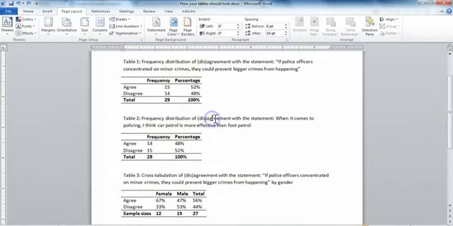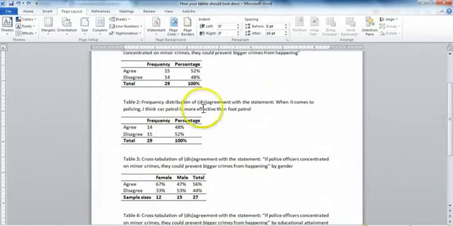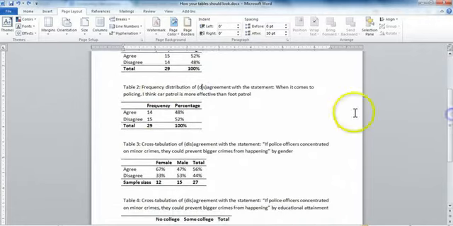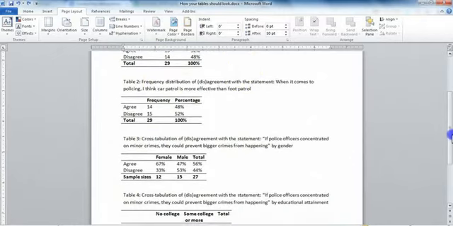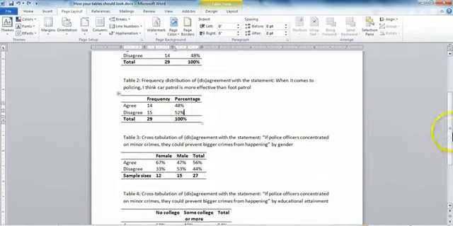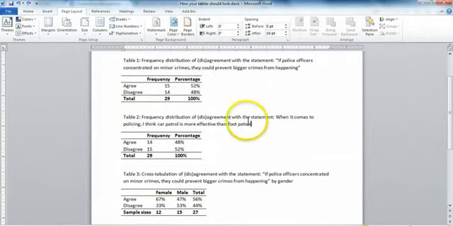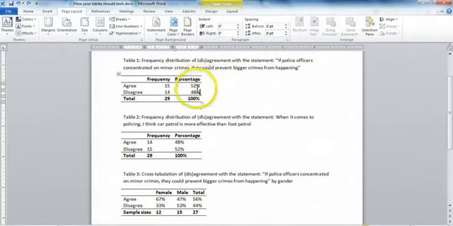And then for the second table, we have basically the same kind of table except for the second key opinion question. In this case, it was frequency of agreement with the statement, when it comes to policing, I think car patrol is more effective than foot patrol. Of course, your questions will be different. They'll be your own. So we see that 52% of people disagreed with that, and 48%, in the first one, 48% disagreed with this statement. So you can say about half of the people agreed and half disagreed.